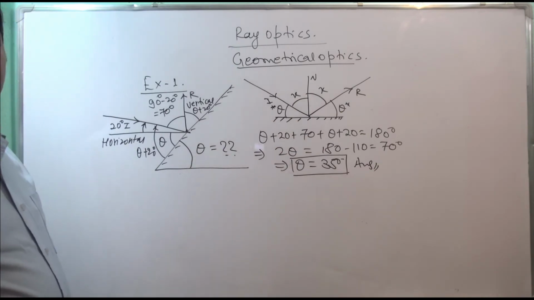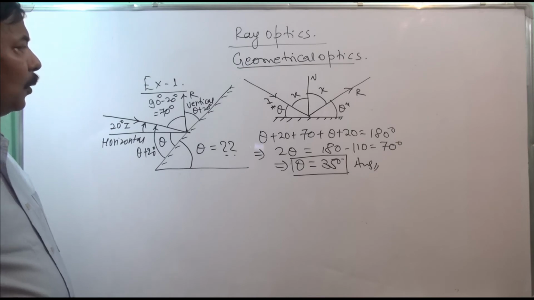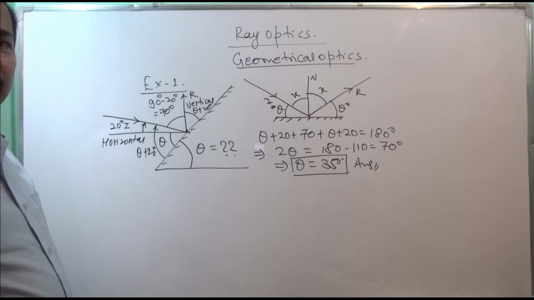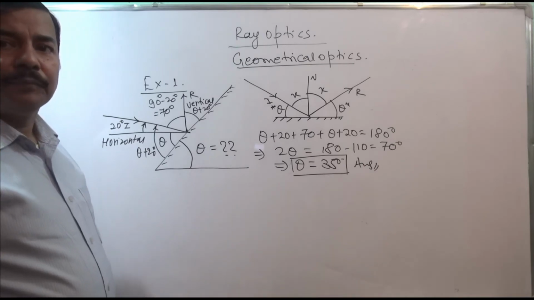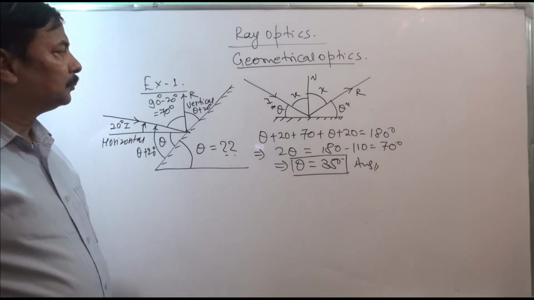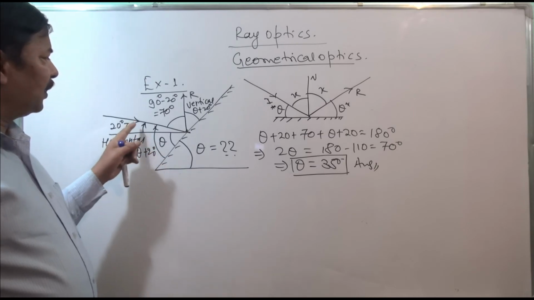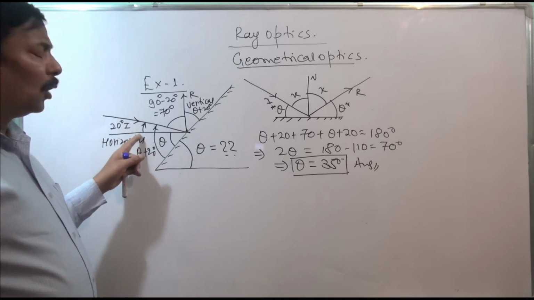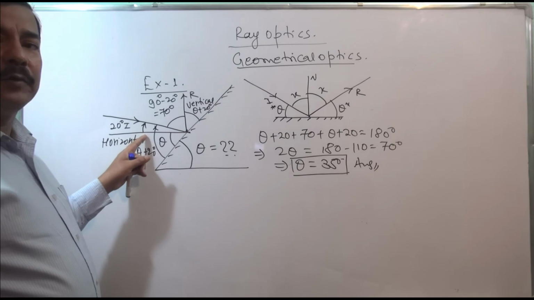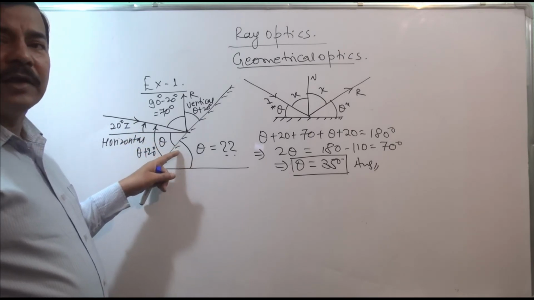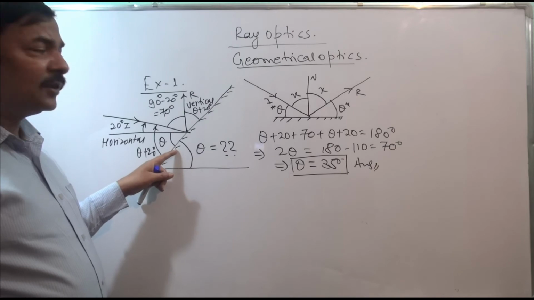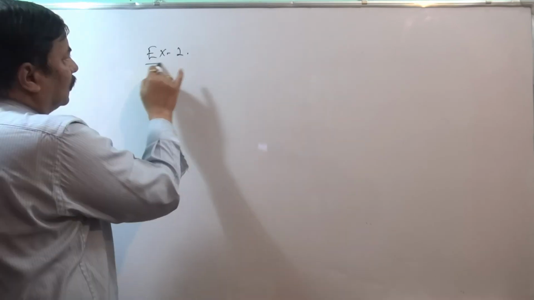Similar problem I will give you, and you will try and test what you have understood in this question. For that, I will just make this incident ray below the horizontal line by the same angle 20 degree, and you will have to find, in the same question, theta is equal to how much. Let us see what the question says.